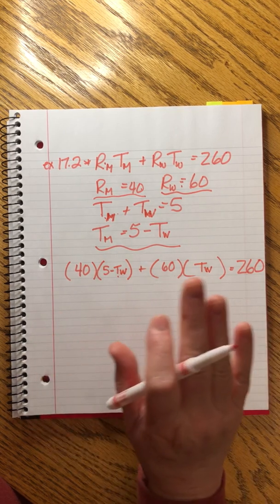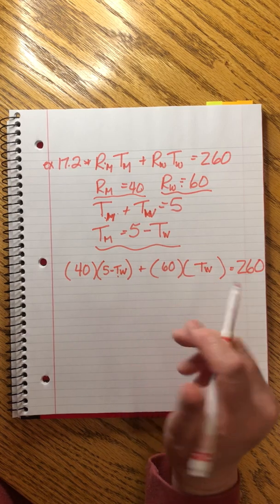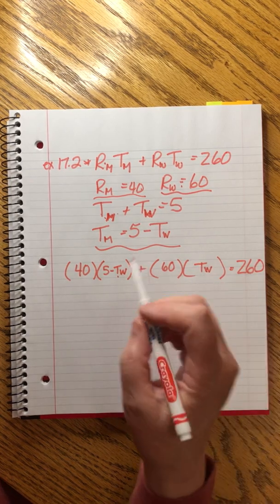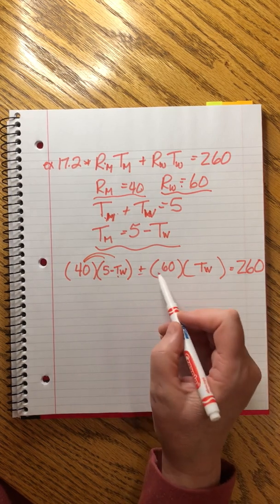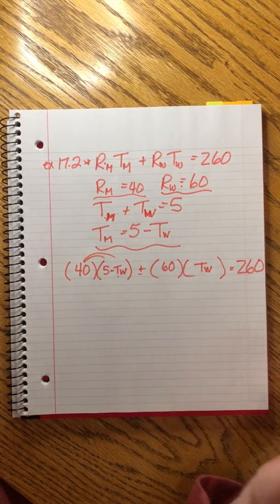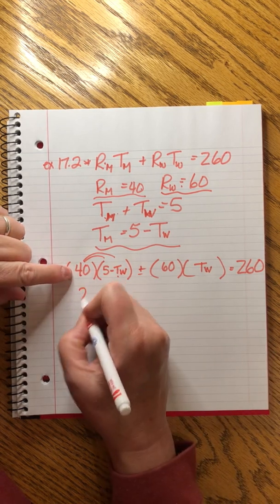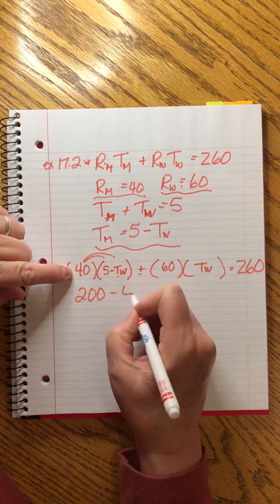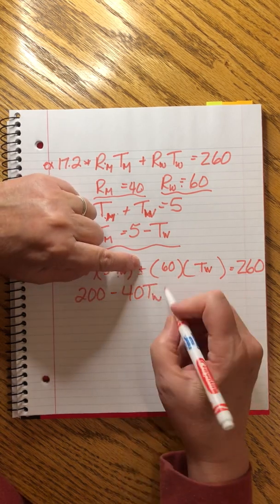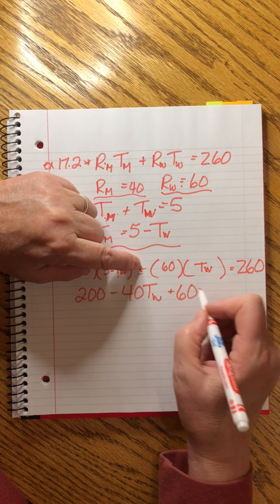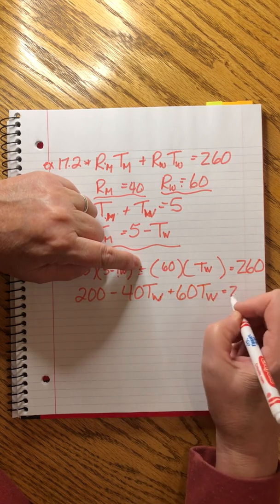Because in order to actually solve an equation, you have to have just the one variable, right? So that's good news. All right, so now I need to distribute here. And then we'll add, and then this I'll just multiply. I don't need the parentheses on there. And we'll be in good shape. So 40 times 5 is 200, minus 40 TW, plus 60 TW, equals 260.